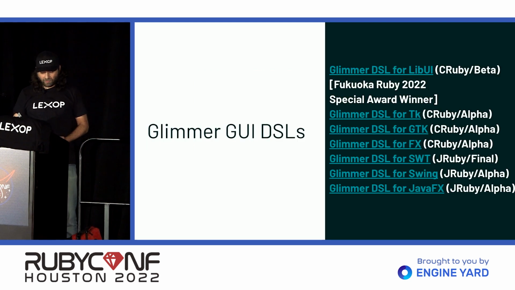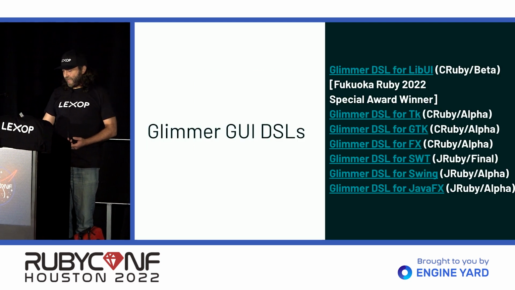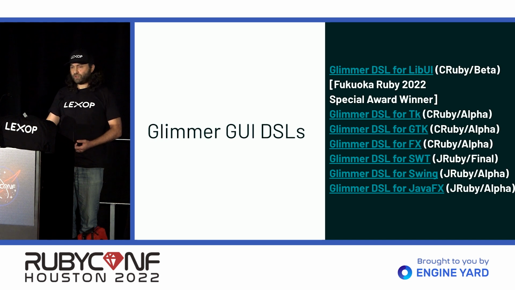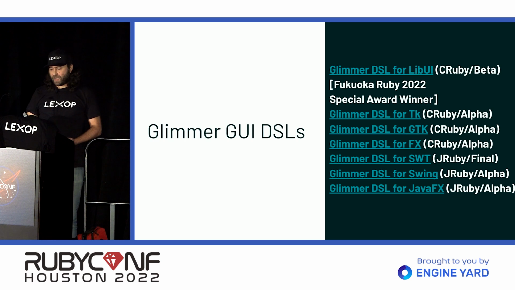So what are all the Glimmer GUI DSLs? We have Glimmer DSL for LibUI, which runs on C Ruby, meaning MRI Ruby. It's in beta mode. And it won the Fukuoka Ruby 2022 Special Award earlier this year in February, after it got judged by Matz, the creator of Ruby, along with other judges. So this is the library that I'll be talking mostly about today.